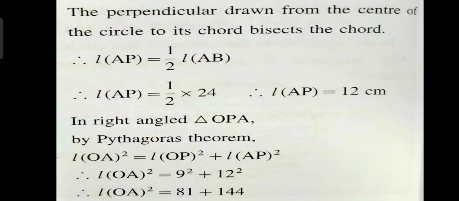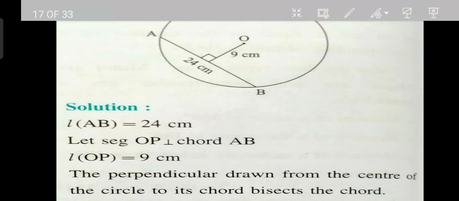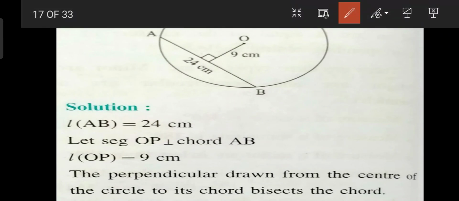Now since it is a perpendicular, it has to be 90 degrees. In right angle triangle OPA. See students, O, P and A. We can take O here, and P, and I have written it down, and A. So here we have O, P, A and here we will draw a line. So we have got this.